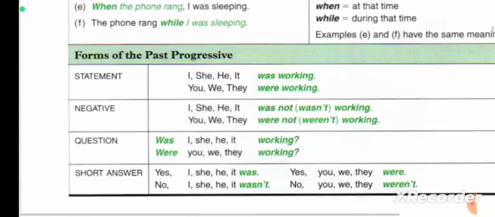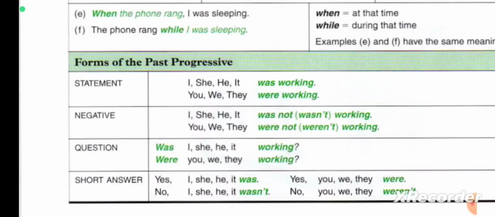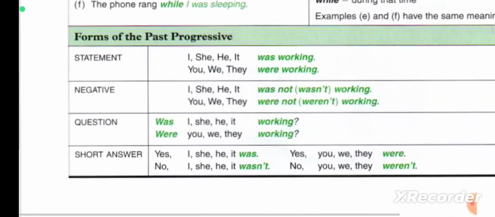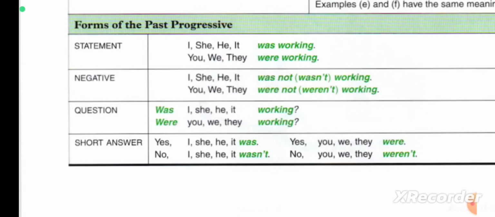In the past progressive tense, if you have a statement and the subject is I, she, he, or it, as we see in the first line, it is followed by the helping verb was and then the main verb work plus ing. If the subject is you, we, they, or a plural noun, then we need the helping verb were and the main verb, like work, followed by ing.